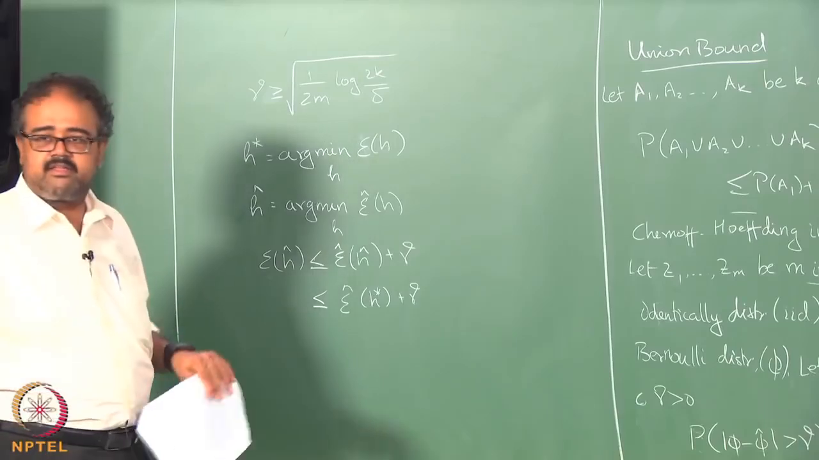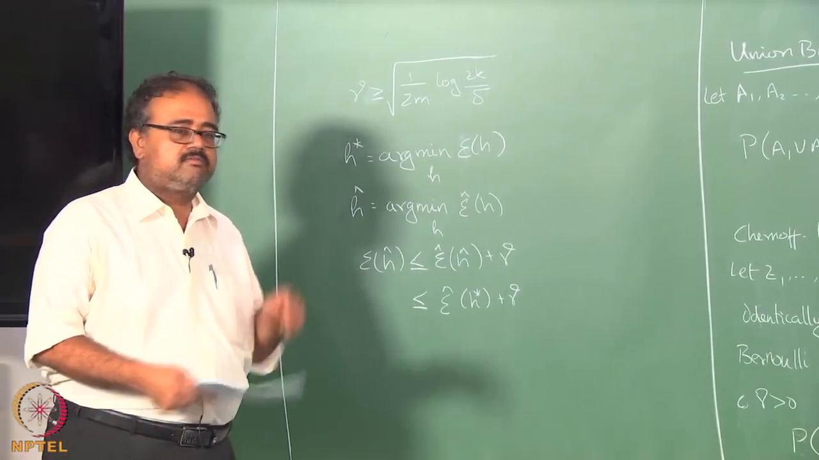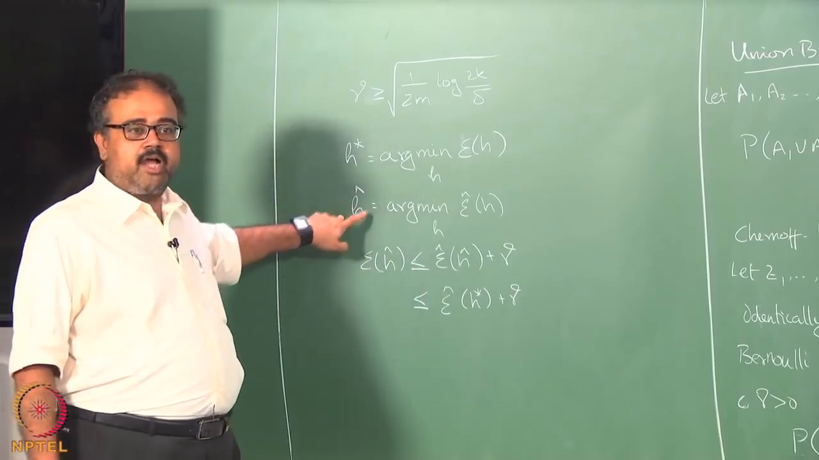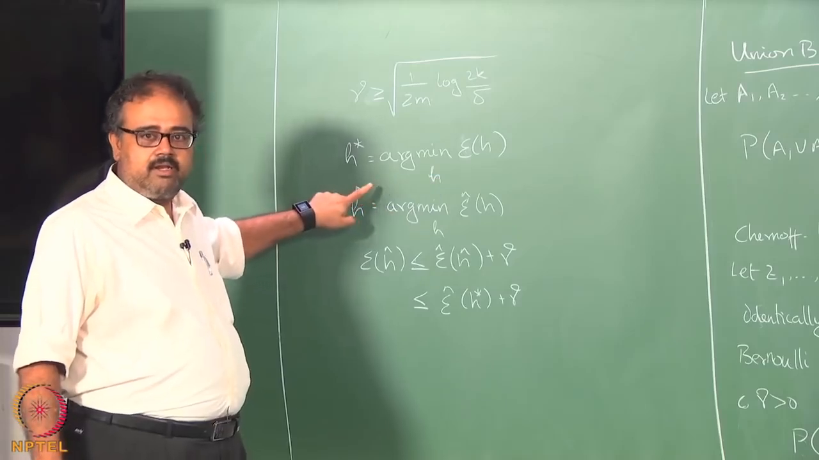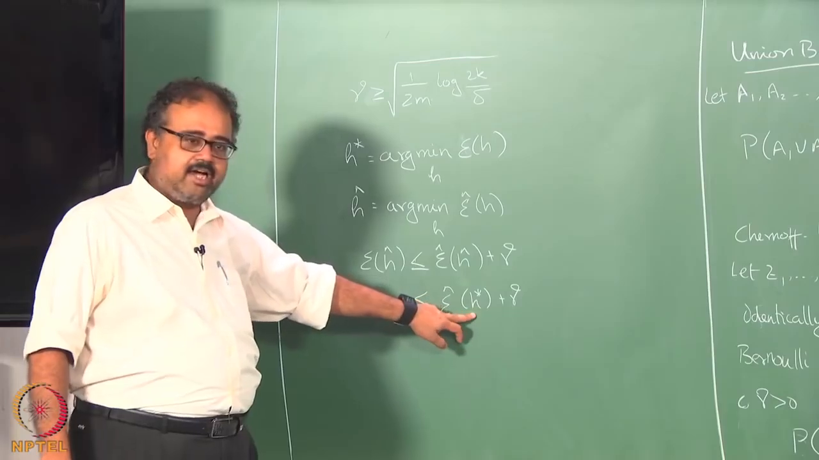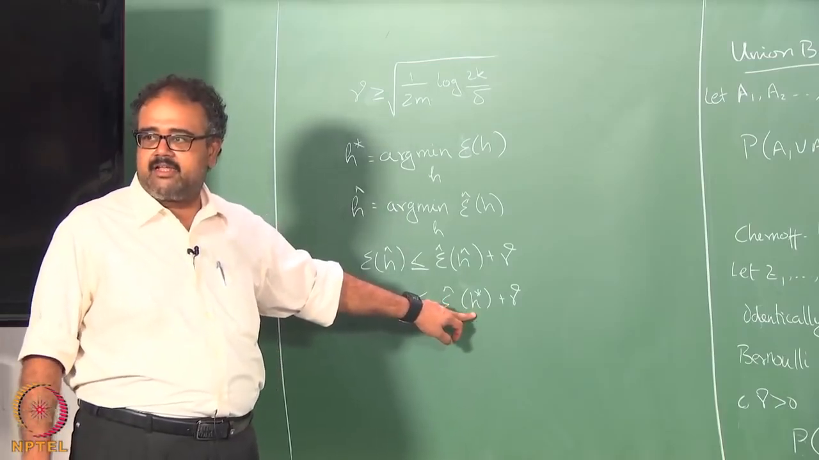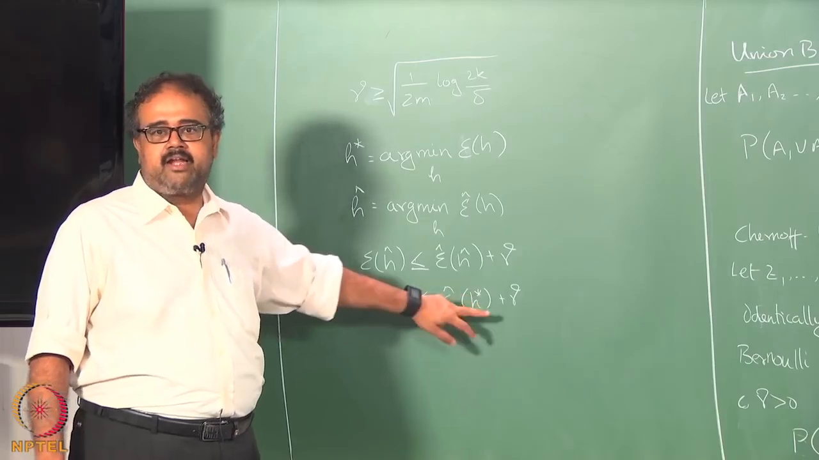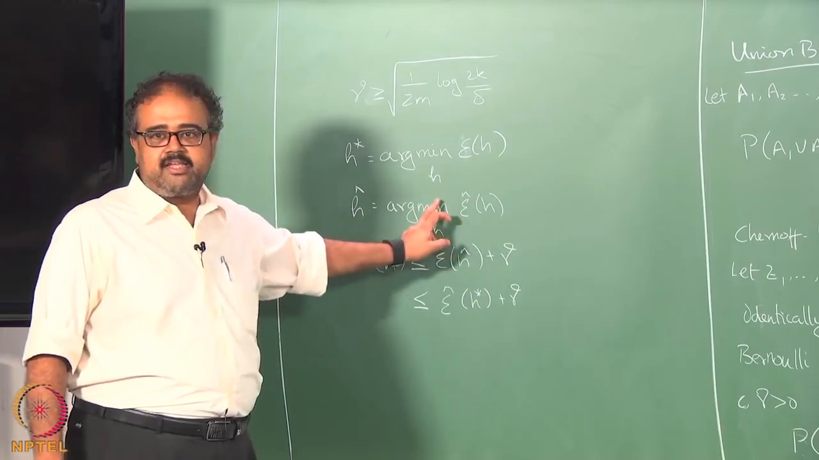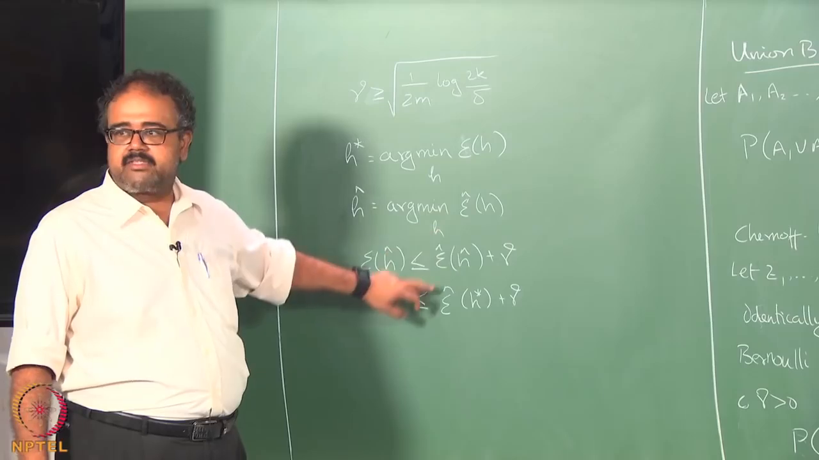So why can I say this? H hat is produced by doing arg min over epsilon hat. So that means that H star should either have a higher error than H hat or at least equal error. It can't be a better error than H hat, because if it had better error than H hat, then H hat wouldn't have been chosen. Does it make sense?